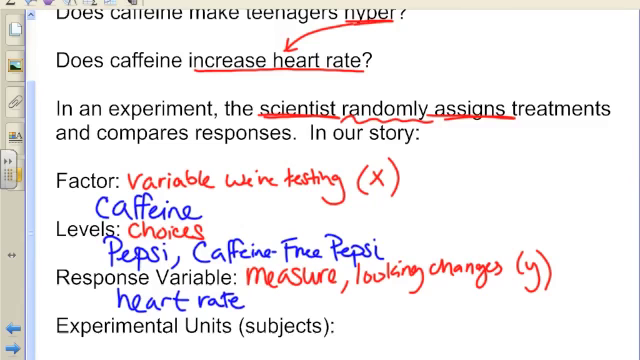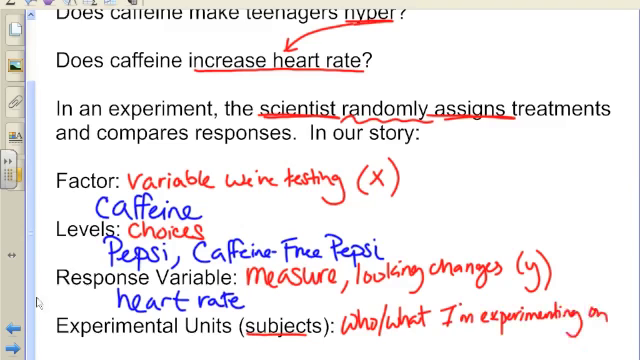And then my experimental units, when they're people, we call them subjects. This is like who or what I'm experimenting on. So in our little example, if I want to see if caffeine will increase the heart rate of teenagers, I'm probably going to experiment on my students. You are all teenagers, and so you would be my experimental units or subjects. Again, if it's people, we like to refer to them as subjects. It just sounds a little nicer.